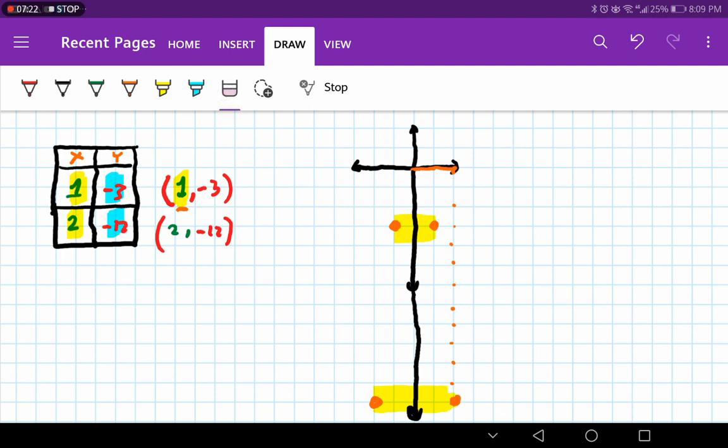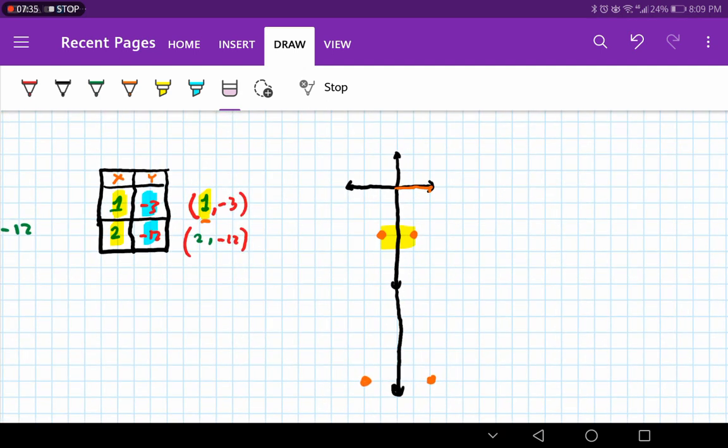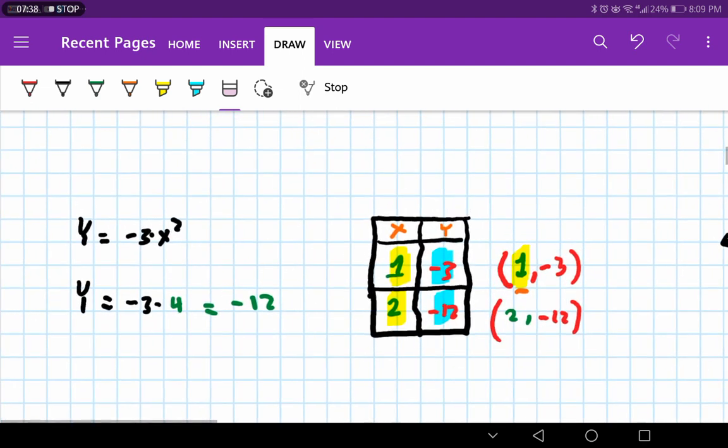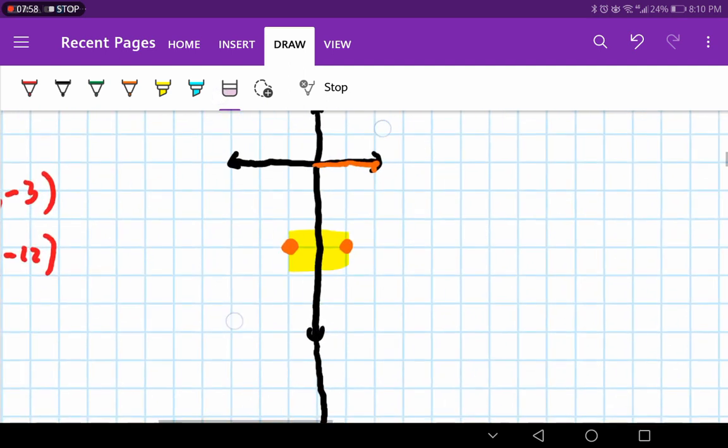Good, I'm finished. Now I have to connect. How do I connect them? Before I connect them, you have to make sure of something. You go back to the original question, which is here. Is there any plus something here? Answer me. Do you have to add or subtract something here? No, teacher, we don't have anything here. So because of that, you have to connect in this way.